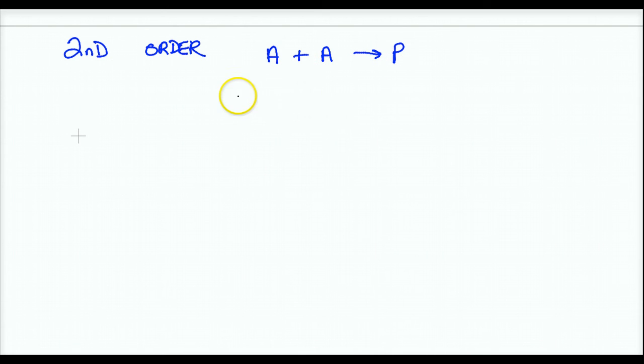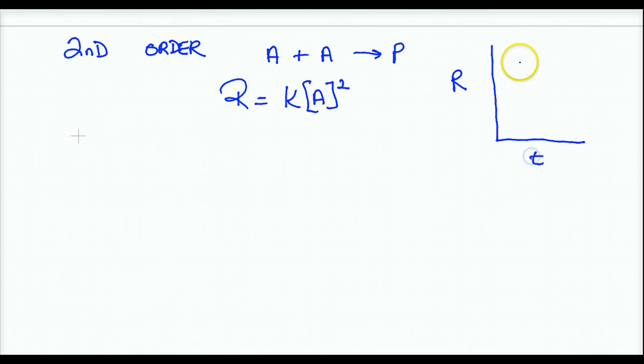Let's do second order. A little faster now. So second order, I would have this scenario: A plus A giving me products. And the rate law, R, is equal to k times the concentration of A squared. And of course, if you graph the rate over time, it's going to do something like this also.